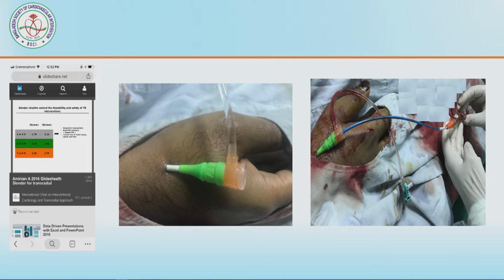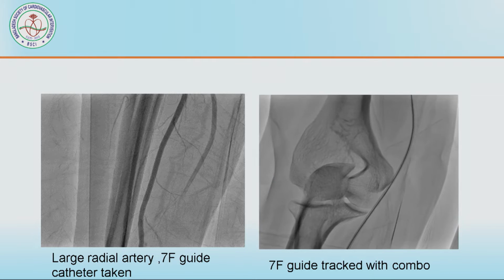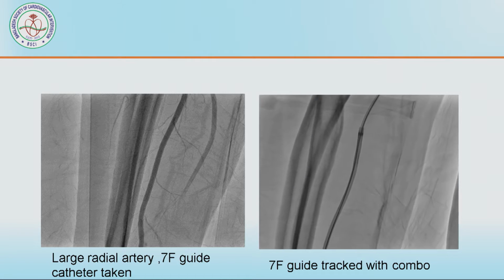In our lab, we have used 6 French guide catheters and 7 French guide catheters. For 7 French, we have used the slender guide sheath, 7 and 6. And we took the 7 French guide catheter and tracked it by the Kumar technique.